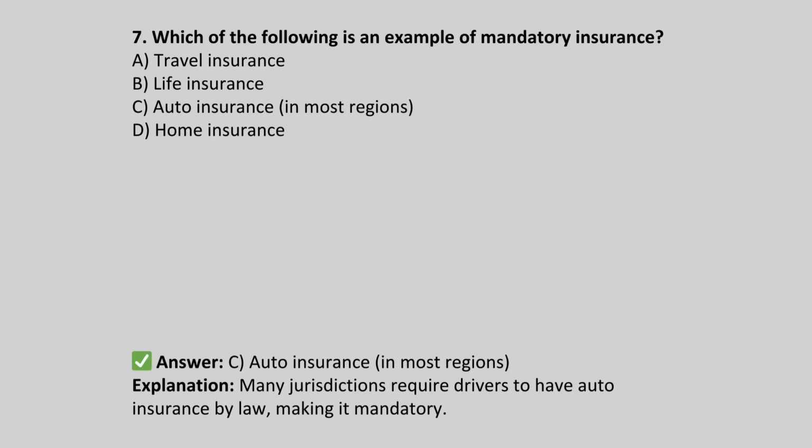Which of the following is an example of mandatory insurance? A. Travel insurance. B. Life insurance. C. Auto insurance, in most regions. D. Home insurance. Answer: C. Auto insurance, in most regions. Explanation: Many jurisdictions require drivers to have auto insurance by law, making it mandatory.